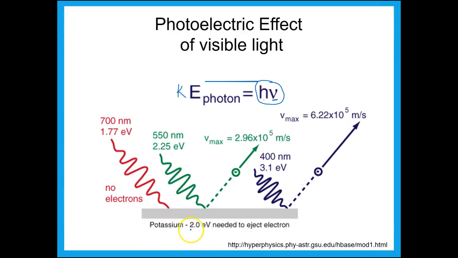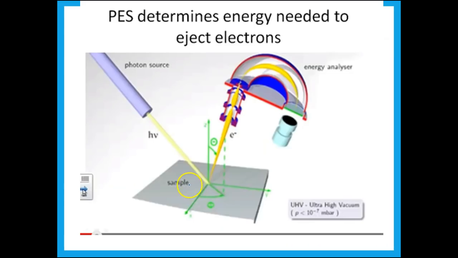If you see down here, it takes 2 electron volts to eject an electron. Well, the red light doesn't have enough. The green light does have enough and a little bit more, and the purple light has enough. But what about electrons that are not just on the outside?